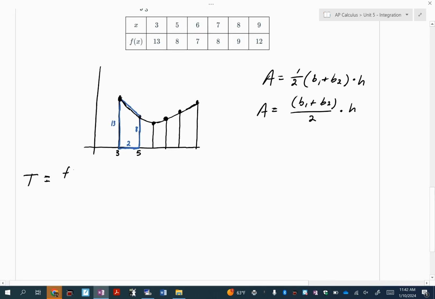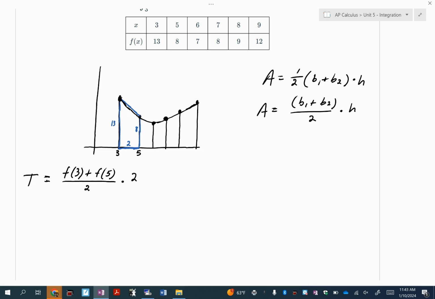So I'm going to write down F of 3 plus F of 5 over 2 times, and what did we say the height was for that first blue trapezoid? Times 2. And we will just cross them out here in a moment. You're right. Okay? You guys okay with that setup so far?